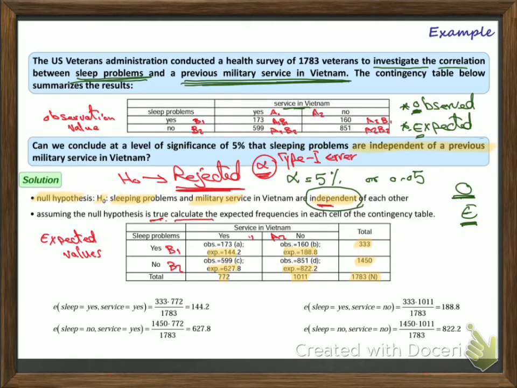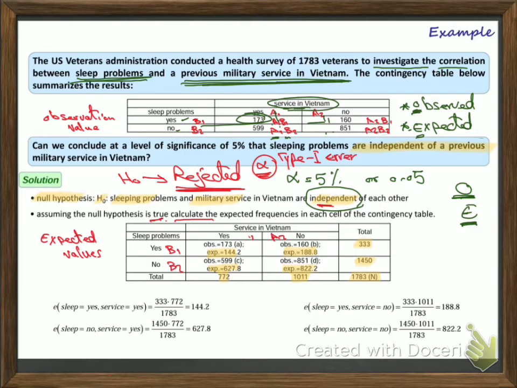For example, this is service in Vietnam, and I will give one notation for it. For example, X, Y, A. I'm giving here A, and if he has served, it will be A1. If it is no, it will be A2. Just for explanation purposes only. So here it will be A1 and A2, and for sleep problem, yes will be B1 and no will be B2. So this value will be the intersection of A1 with B1. The other one will be A1 with B2, and here A2 with B1, and A2 with B2.